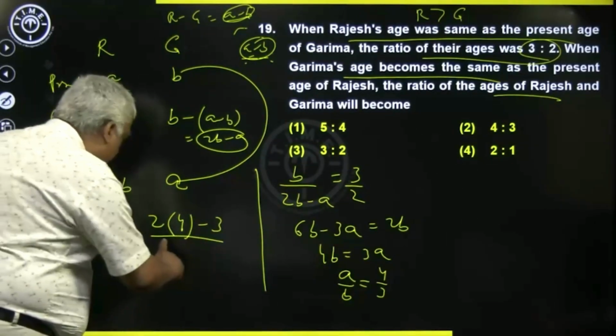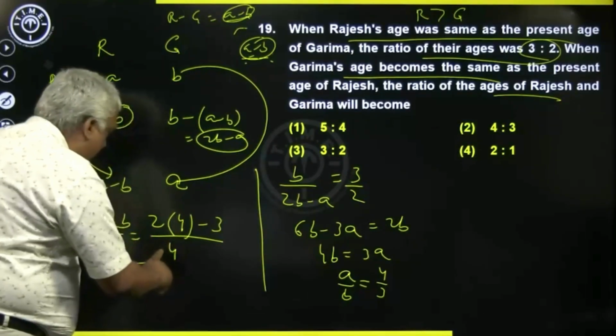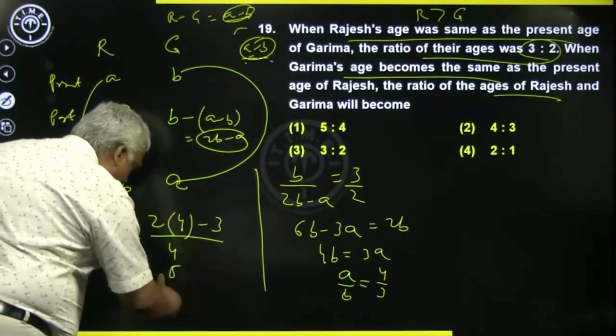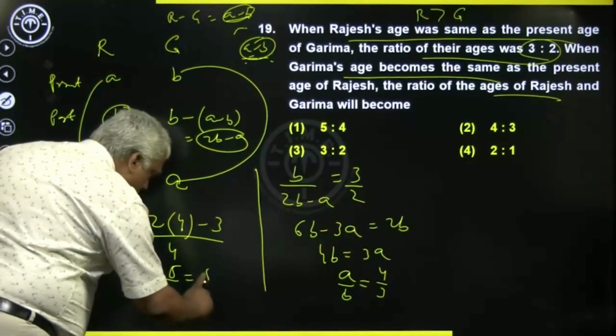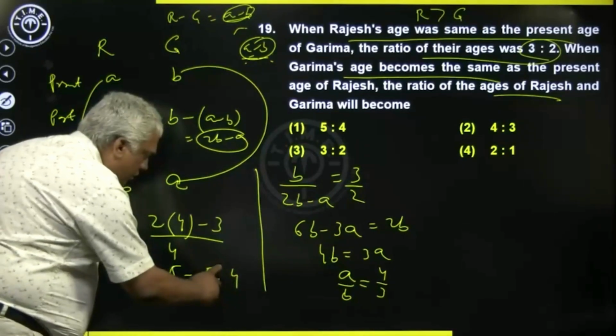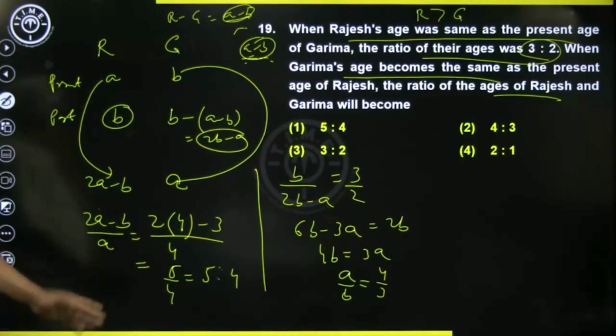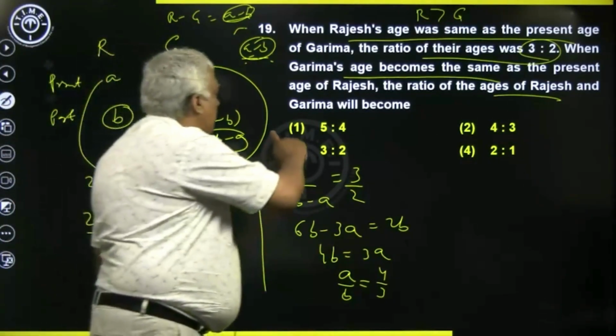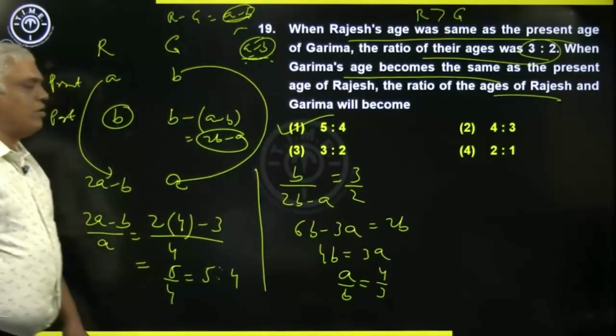So 2 into A is 8, minus 3, that is 5 by 4. So the answer is 5:4, which is option 1. So the answer is 5:4.